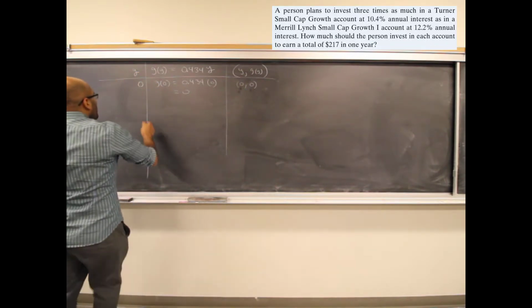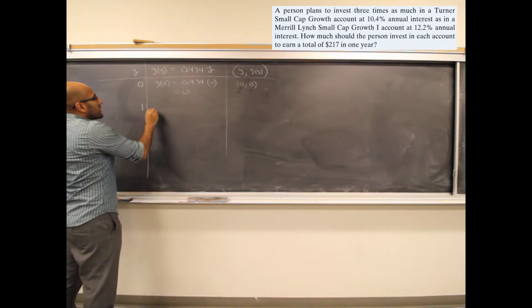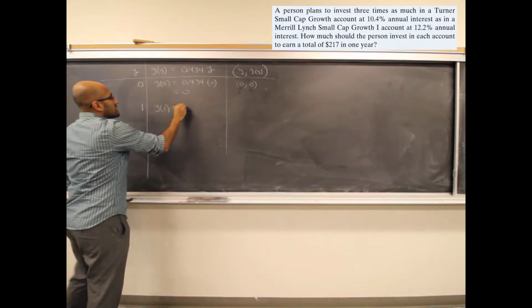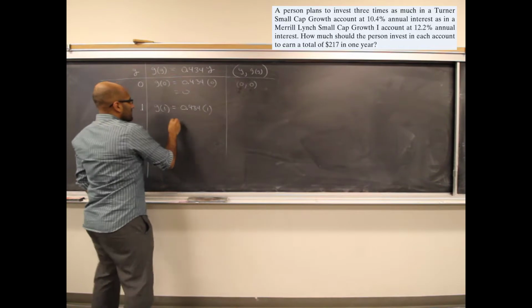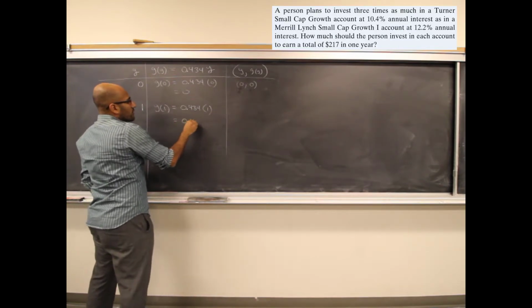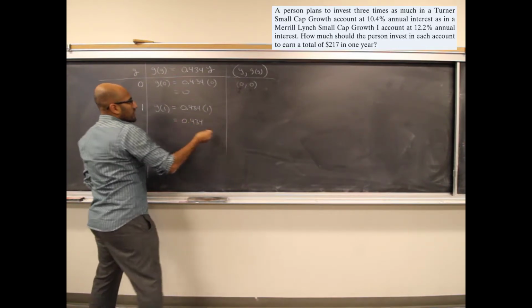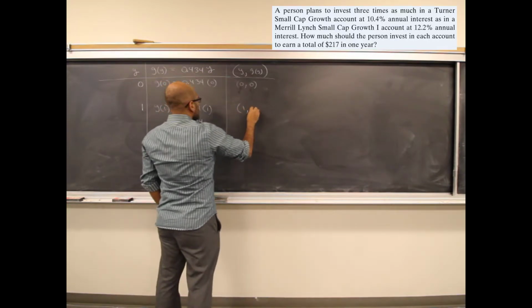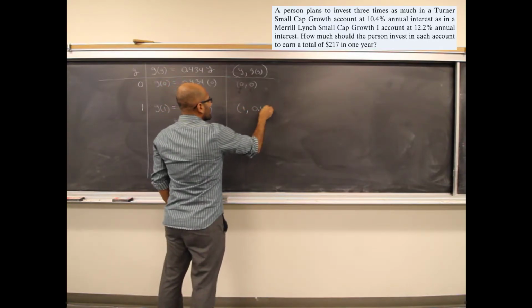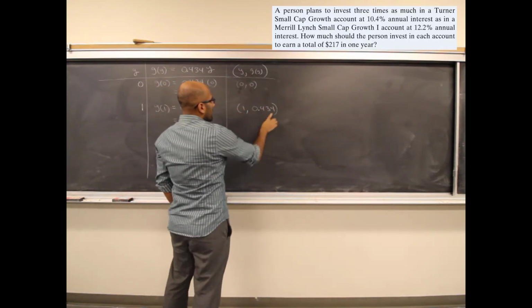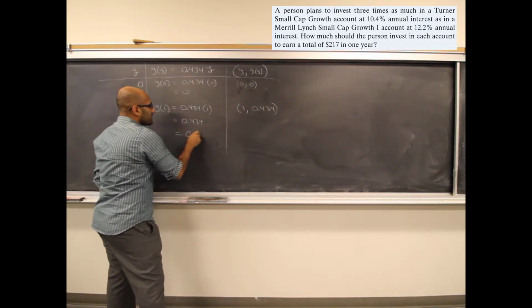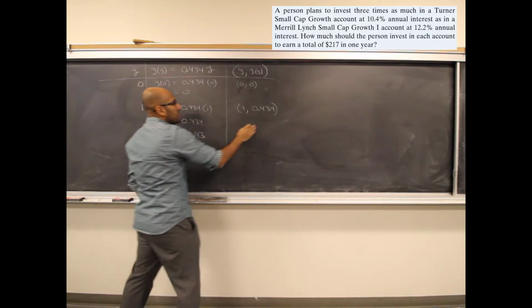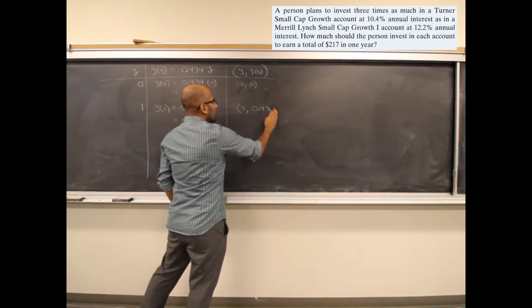All right, let's put 1 into here. So if we put 1 into there, we get g of 1, which is equal to 0.434 times 1, which is 0.434. Okay, so we get 1 comma 0.434. All right, well, I'm going to round this final answer to 0.43. I'm going to just round it to 43. Why did I do that?